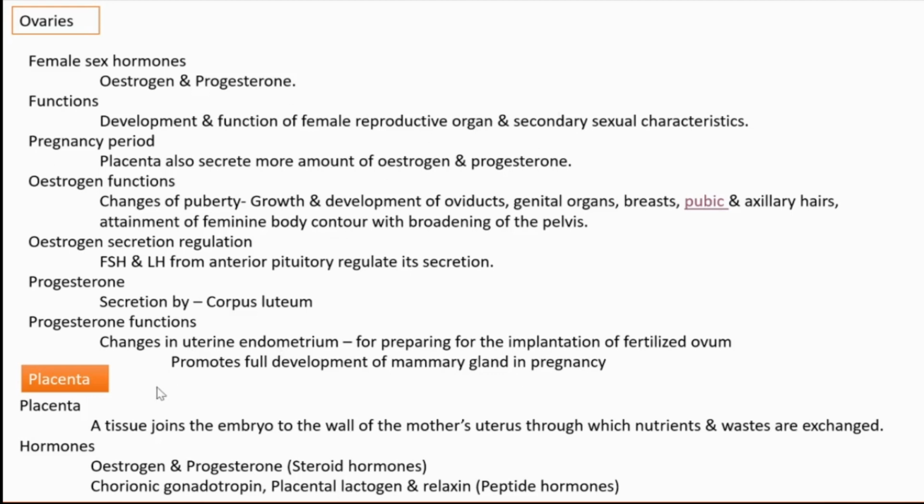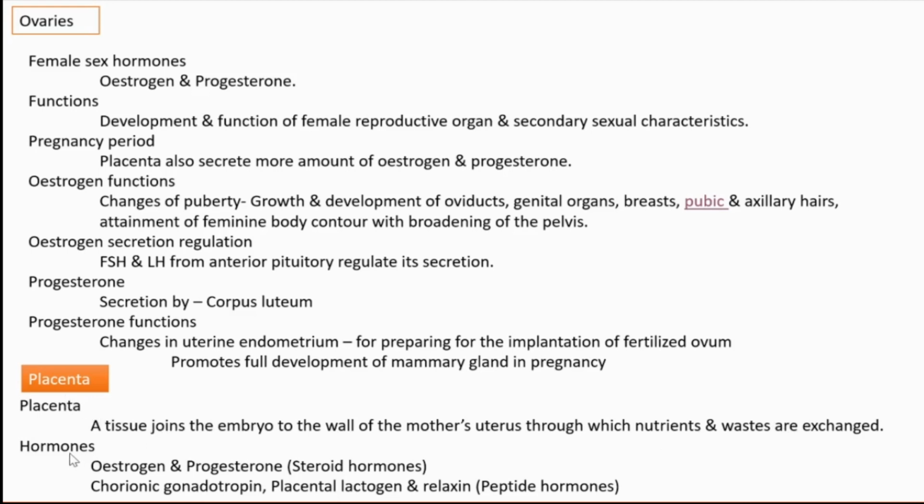Then we are going to the placenta. What is placenta? You all know what is placenta. Placenta is a tissue. It joins the embryo to the walls of the mother's uterus. It is a tissue that connects the embryo to the walls of the mother's uterus. Through that connection, nutrients pass, and also the waste from the body of the baby passes out through this tissue called placenta.